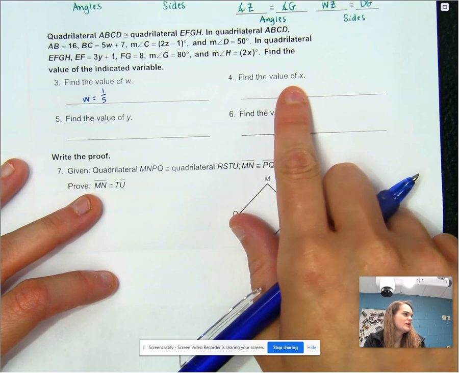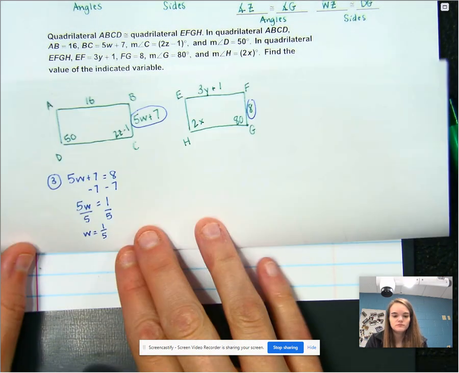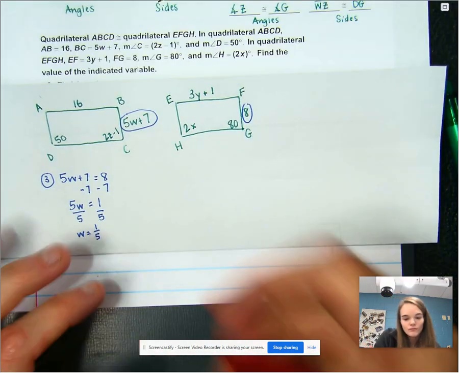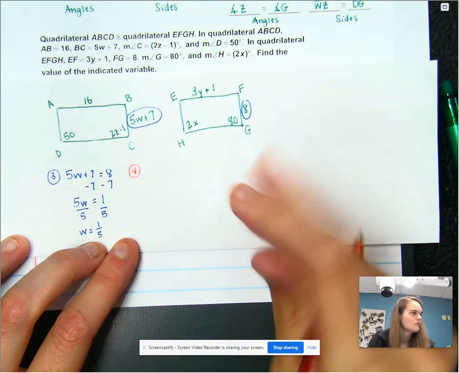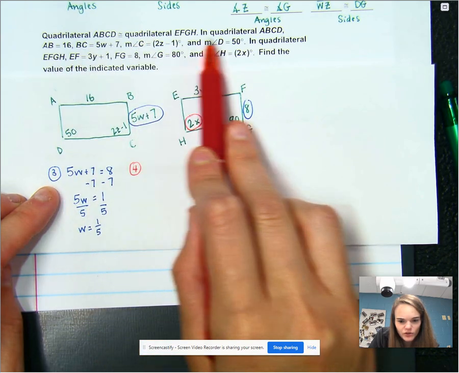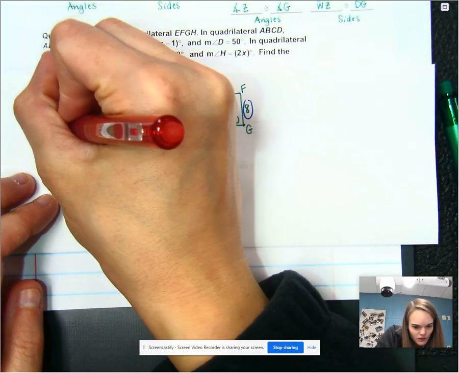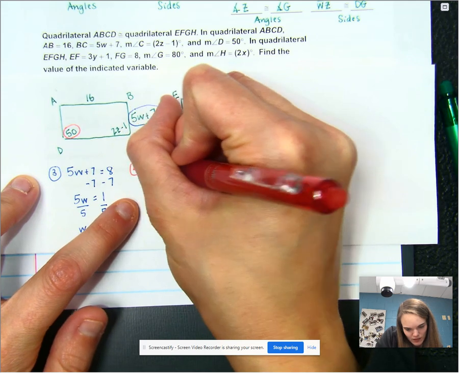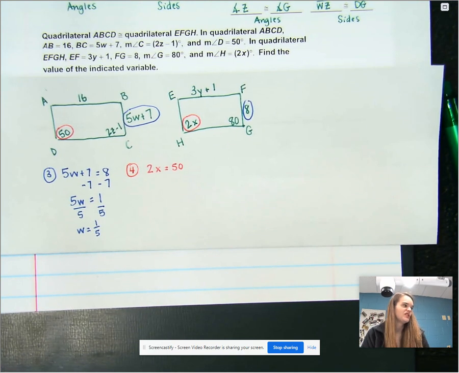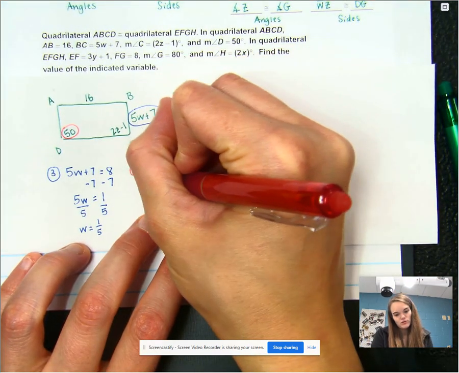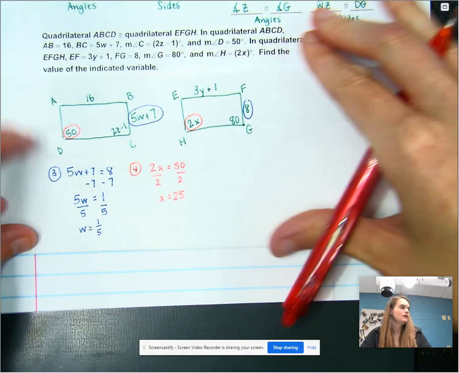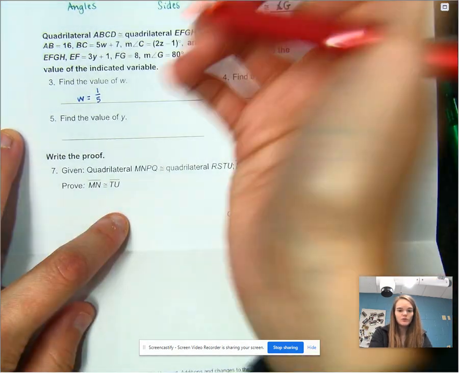Okay. Number 4, find the value of X. Let's find X right here. H is congruent to D. So 2x equals 50. If they are congruent, their measurements are equal. That's why we're able to set up these equations and say they're equal to each other. So divide by 2, x equals 25. Okay, so I'm going to open this. X equals 25.